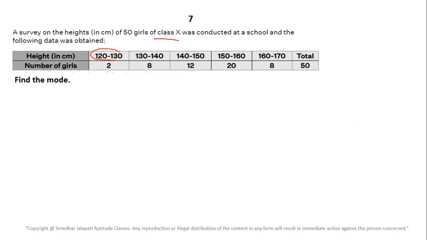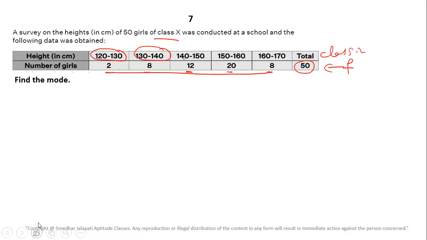Between 120 centimeters and 130 centimeters, there are 2 girls. Between 130 and 140, there are 8 girls, whereas 140 to 150, 12 girls, 150 to 160, 20 girls, 160 to 170, 8 girls, total 50 girls. The sum of all the frequencies is 50. These are called frequencies, and this is called the class interval.